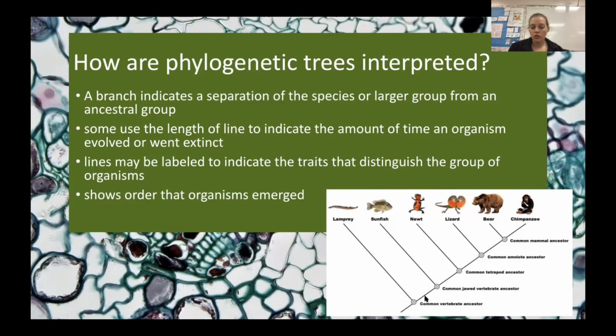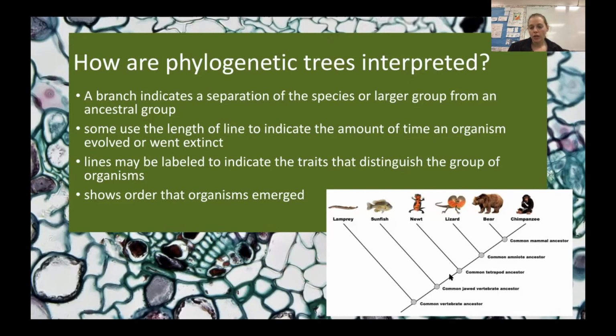Now, you can also label these with traits to show what the split may have been. So between the lamprey and the rest of these organisms, we have a common vertebrate ancestor. This lamprey and everything past it all have a backbone. If we continue down this line, we see another split where we have jaws that have evolved. The lamprey doesn't have true jaws. They're a sucker fish. They latch on to fish and they suck the blood out of them. They're vampire fish, basically. But the sunfish, the newt, the lizard, bear, chimp, all of them have jaws.